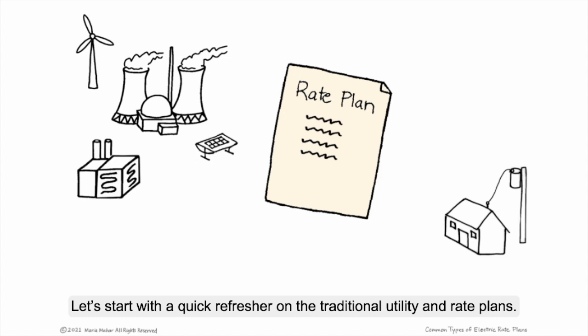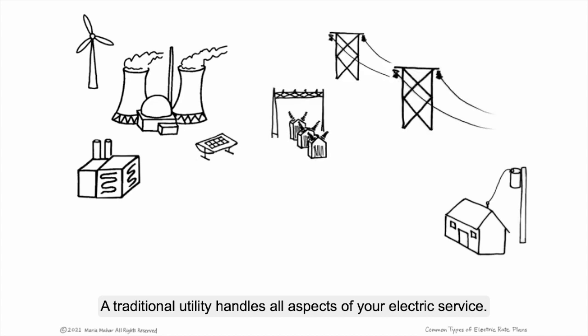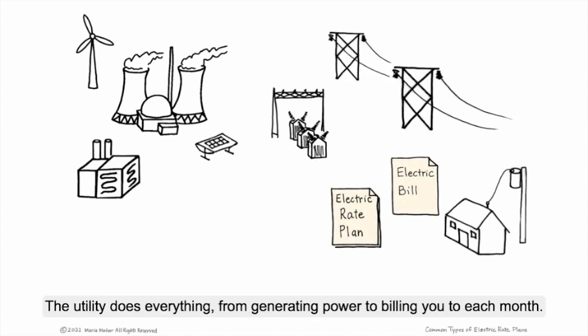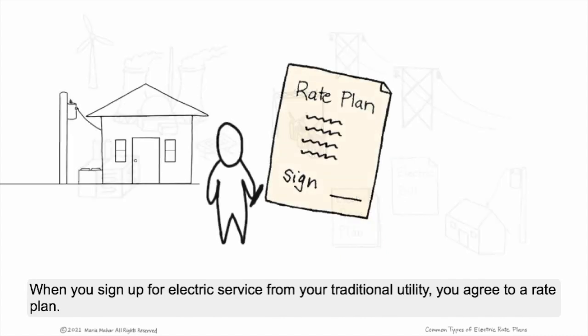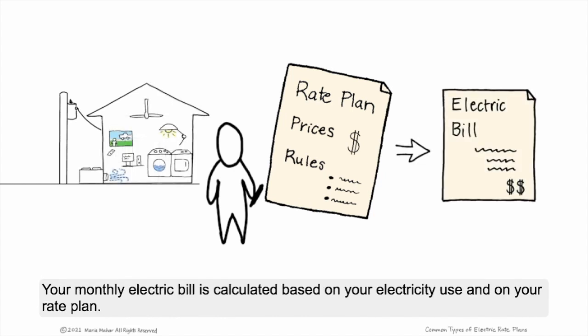Let's start with a quick refresher on the traditional utility and rate plans. A traditional utility handles all aspects of your electric service. The utility does everything from generating power to billing you each month. When you sign up for electric service from your traditional utility, you agree to a rate plan. Your rate plan sets the prices and rules for your residential electric service. Your monthly electric bill is calculated based on your electricity use and on your rate plan.